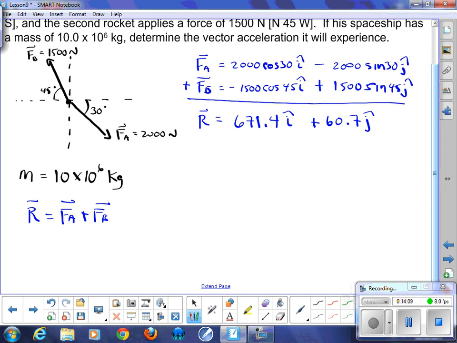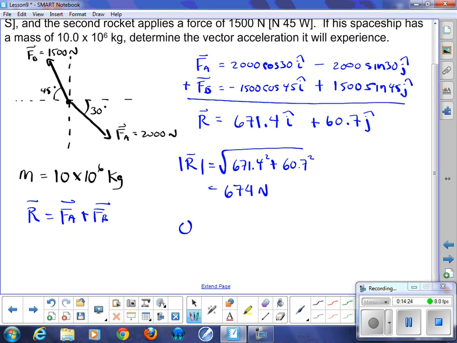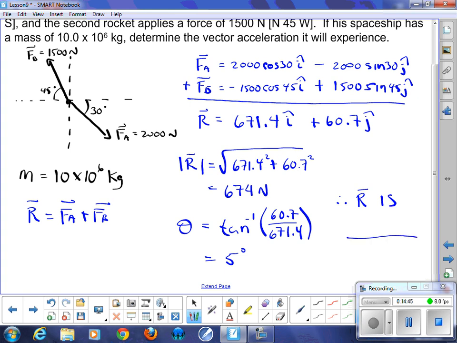From that information, we can then find the magnitude of our resultant. So it is the square root of those 2 components squared and summed. So we find the resulting force is 674 newtons. Our direction, theta, is tan inverse of 60.7 over 671.4, which gives us 5 degrees. So therefore, the resultant is, and we can finish that off.